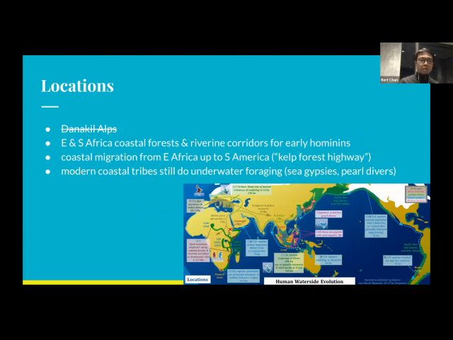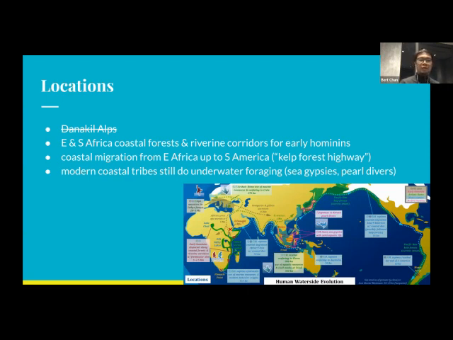So for the locations of these different models, it all started with East and South Africa. Some researchers suggest that there were coastal forests and riverine corridors where the early hominins evolved, and they kept migrating in and out of these corridors. Later, the coastal migration from East Africa up to the tip of South America, especially in North America, researchers call that a kelp forest highway. And in fact, this coastal migration model is quite well received in archaeology.